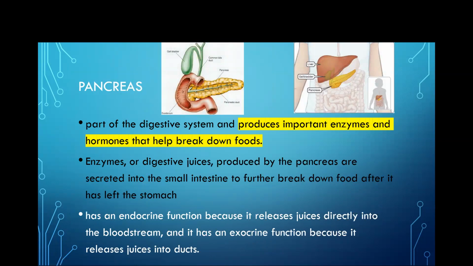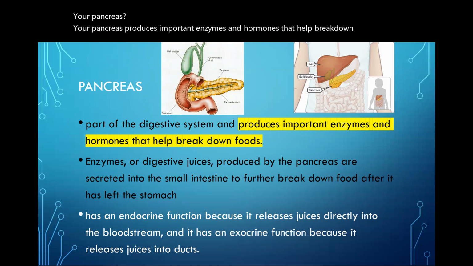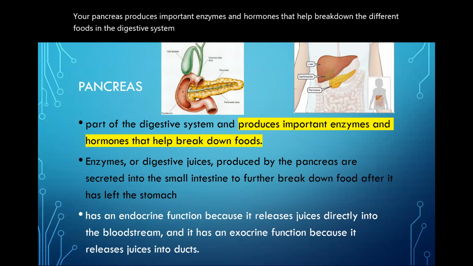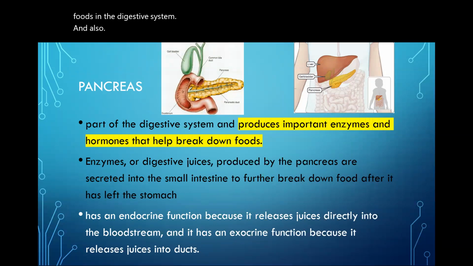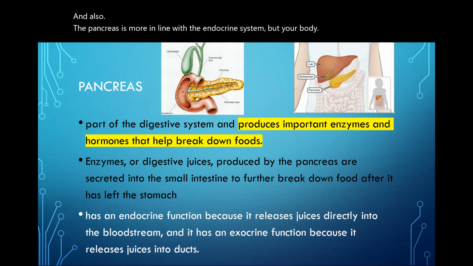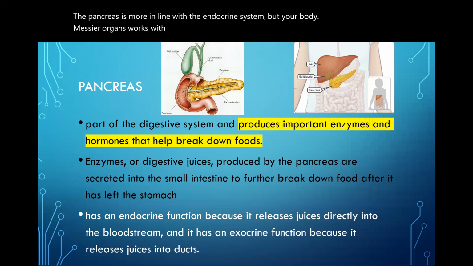Your pancreas. Your pancreas produces important enzymes and hormones that help break down the different foods in the digestive system. The pancreas is more in line with the endocrine system, but most of your organs work with more than one body system that you will learn. So make sure you write down only the highlighted.